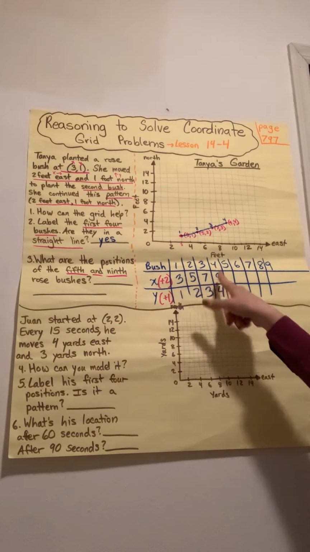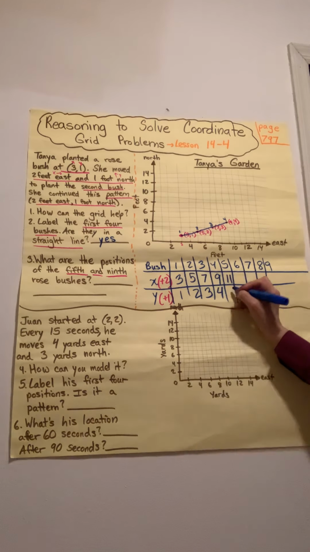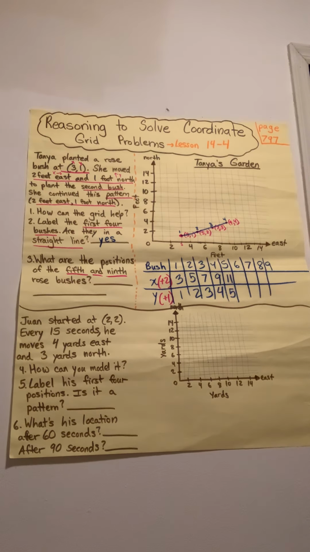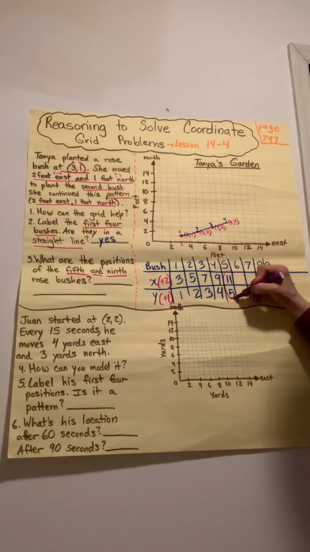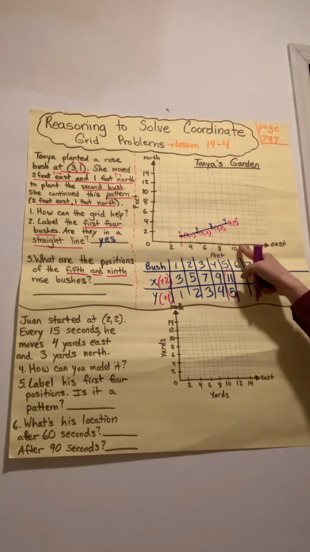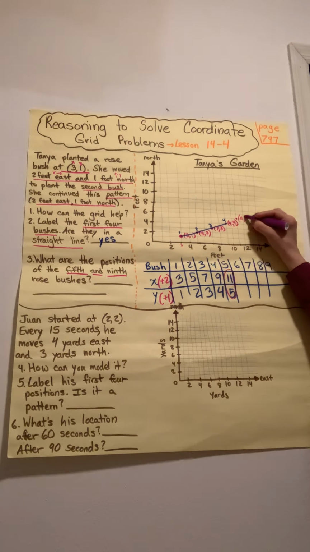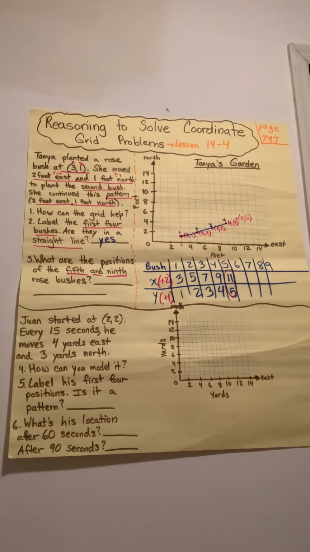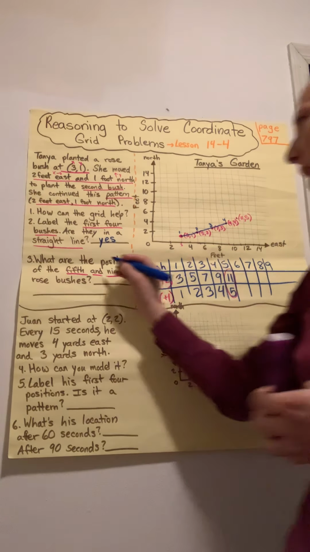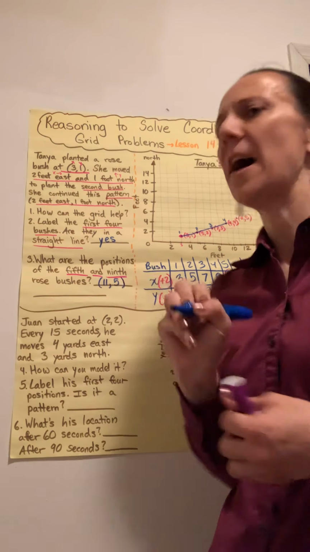So now I can just continue my pattern. 9 plus 2 more is 11. 4 plus 1 more is 5. So that's where my next bush would be. Over 2, up 1. Yep, I'm between 10 and 12, that's 11. And yep, I'm between 4 and 6, that's 5. So either way I do that, okay, the 5th rose bush is at 11, 5.